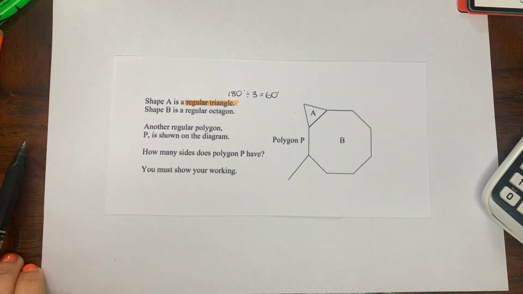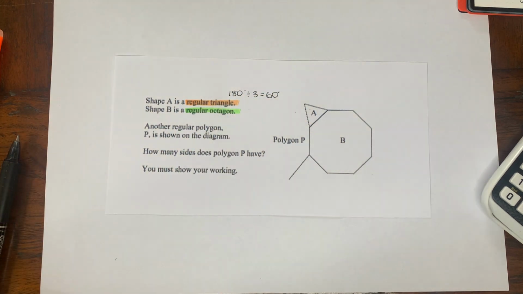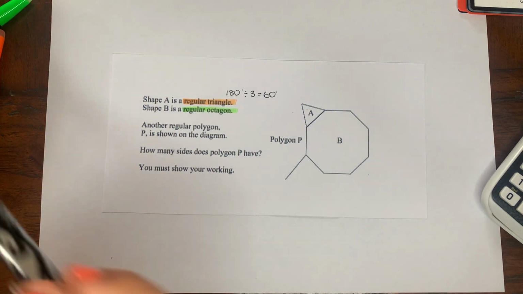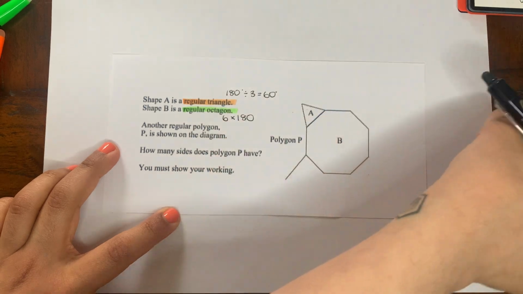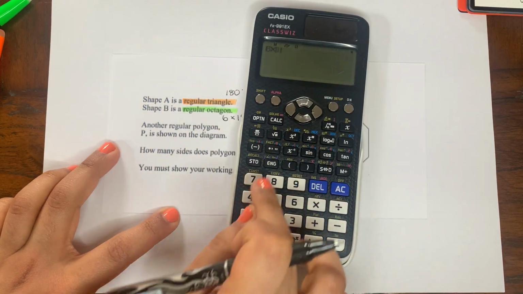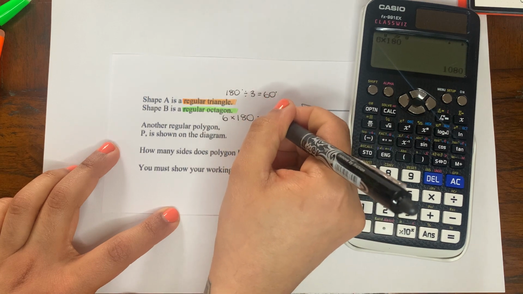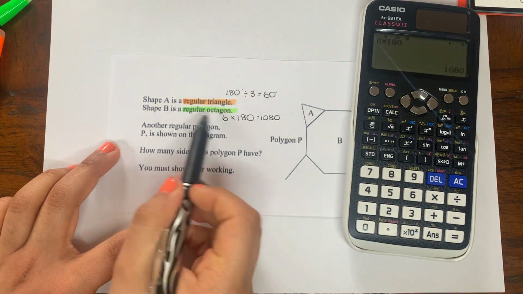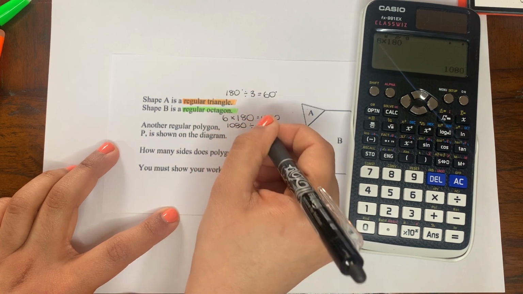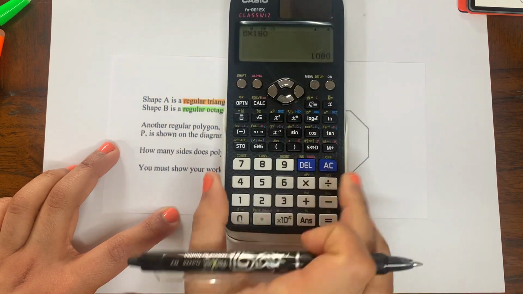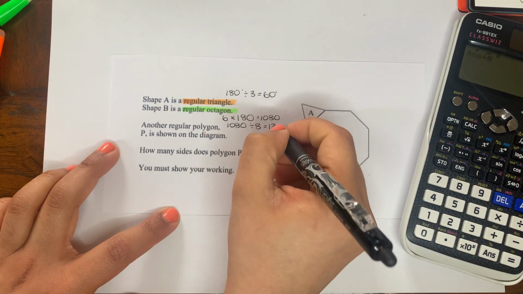degrees. And then I have a regular octagon. An octagon has 8 sides. So I'm going to do 8 take away 2 is 6, because there's going to be 6 triangles in that shape. 6 times 180, use my calculator to speed things up, is 1080. And it's regular, so I know that all of the angles are the same. So if I do 1080 divided by 8, that's going to give me an angle of 135.